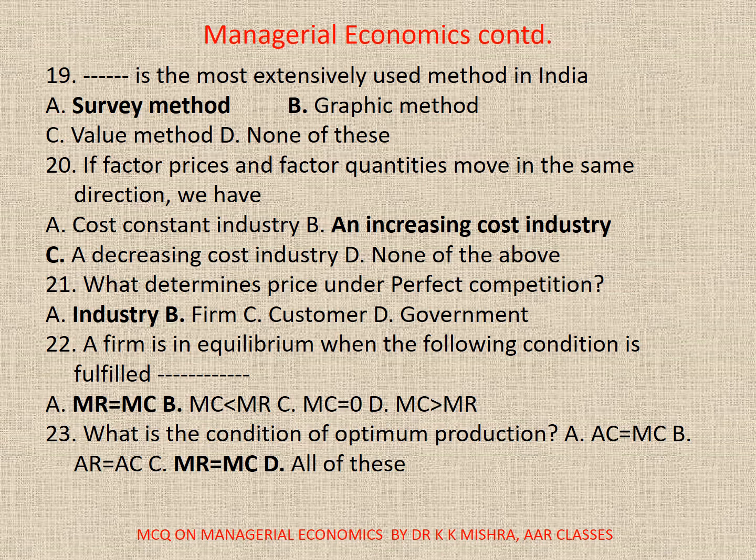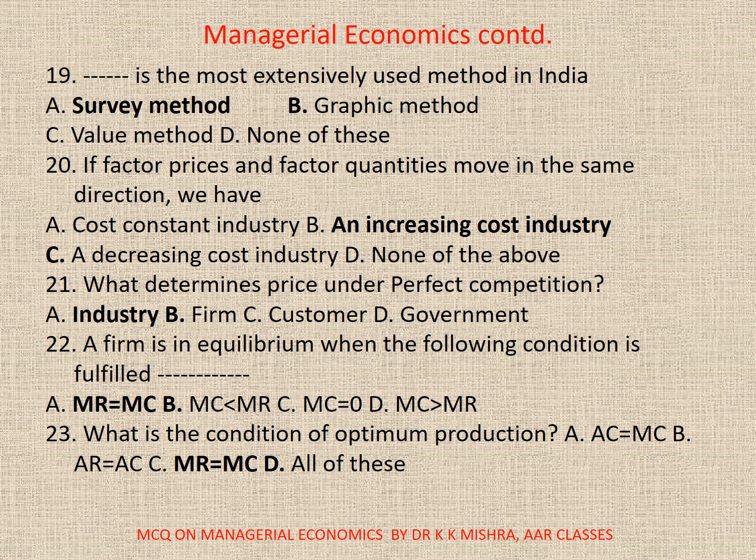21. What determines price under perfect competition? A, industry, B, firm, C, customer, D, government. The correct option is A, industry. 22. A firm is in equilibrium when the following condition is fulfilled. The correct option is A, MR is equal to MC.